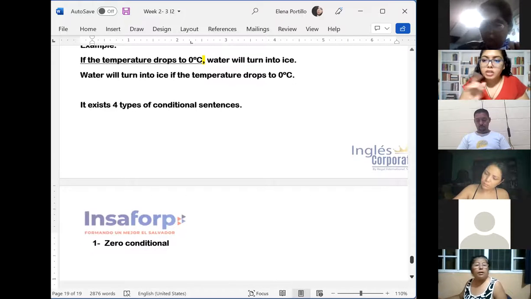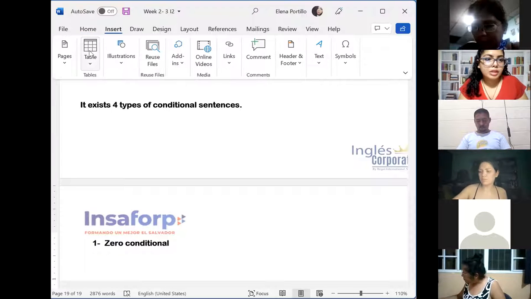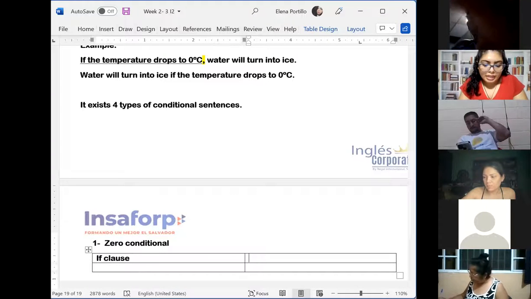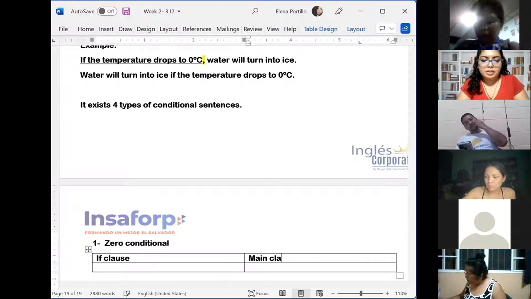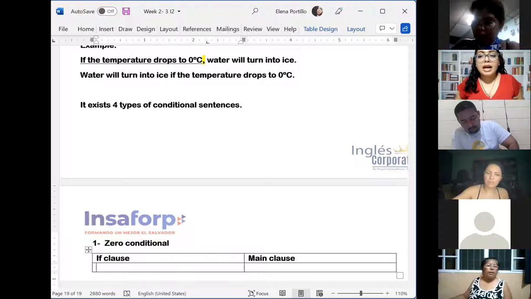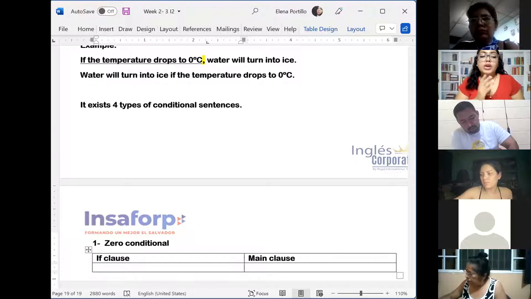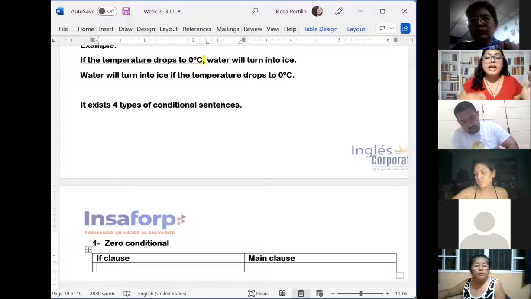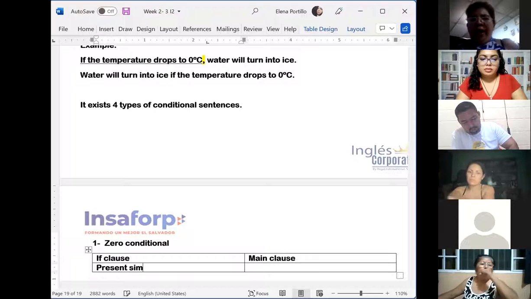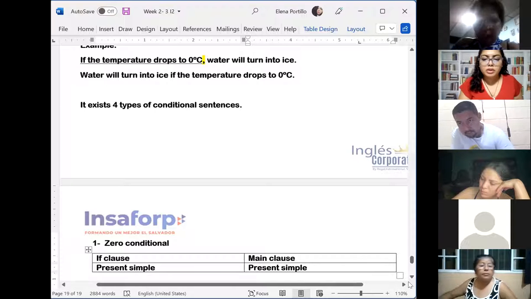So in this case, the structure for this sentence is that we have, let's see, we're going to separate like this: the if clause and the main clause. And what is the structure for this? What are the tenses that we are going to use in this kind of sentences? In this case, we're going to use the present simple in both of them, the present simple in the if clause and the present simple in the main clause. So in both of them, we are going to use the same tense.